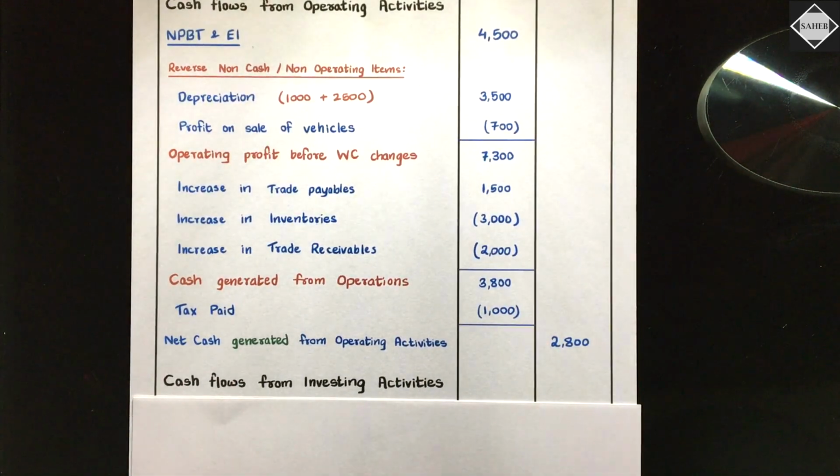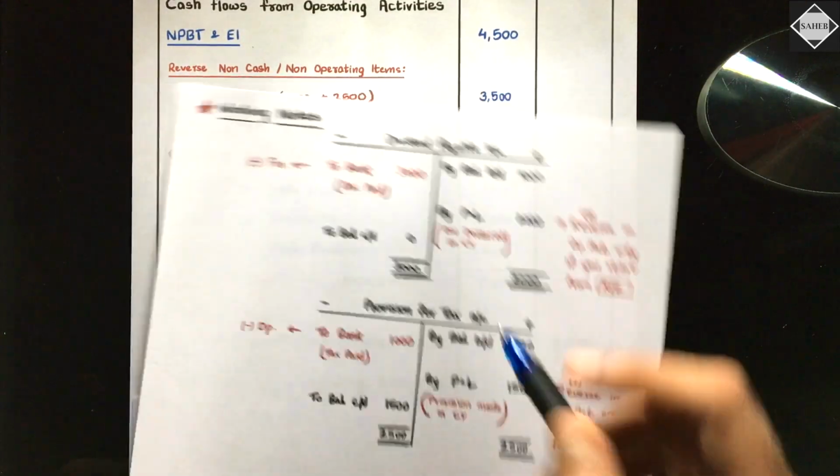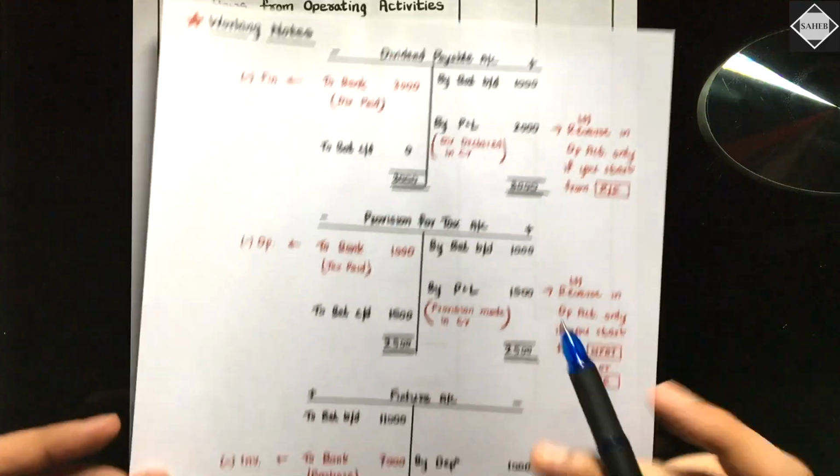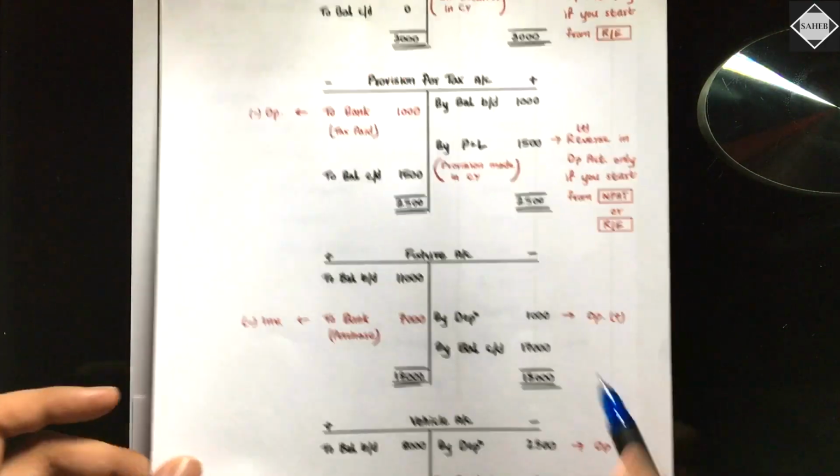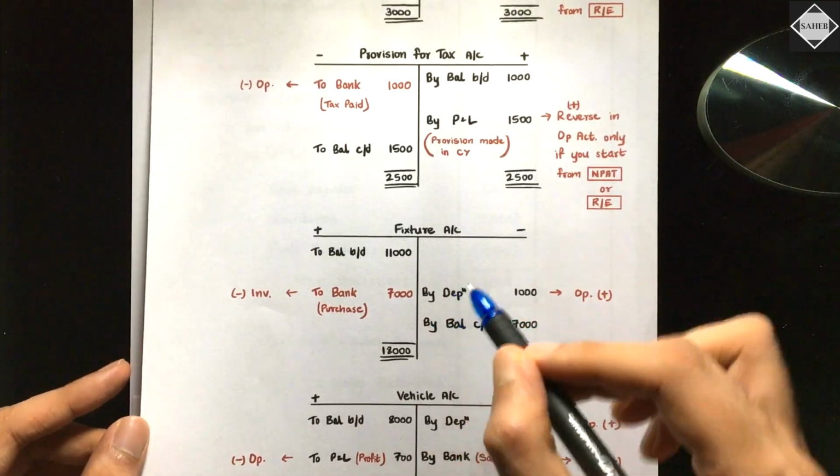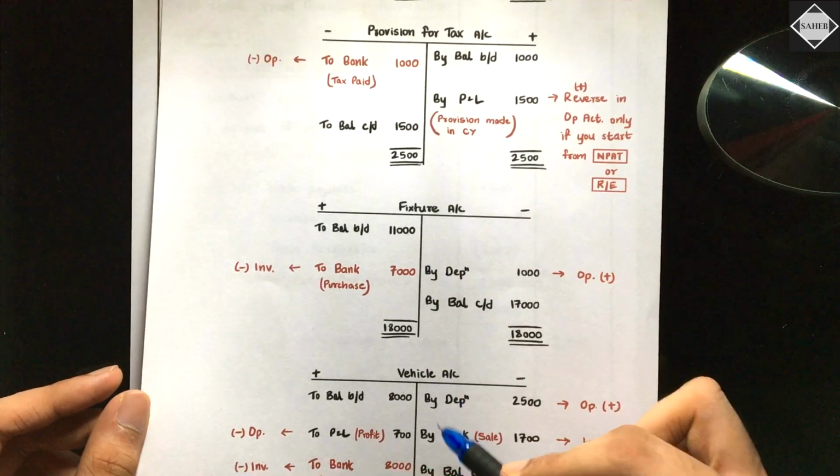So first just check the ledger account. Okay, always remember this, just check the ledger accounts. In ledger accounts, in dividend payable, there is nothing. In provision for tax also there won't be anything. But in fixture, this is what? This is an asset, long-term asset, right? Fixture, vehicle, these are PPE.